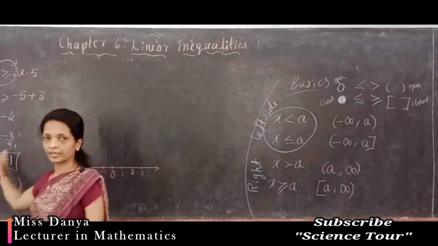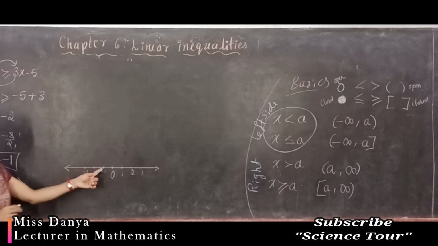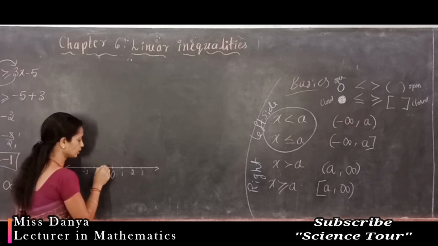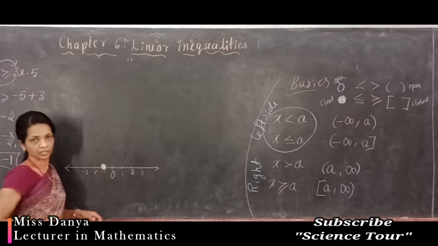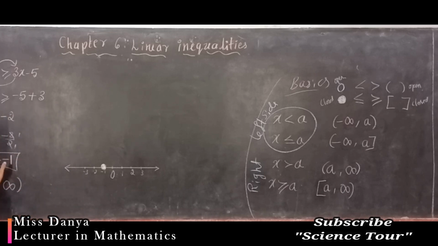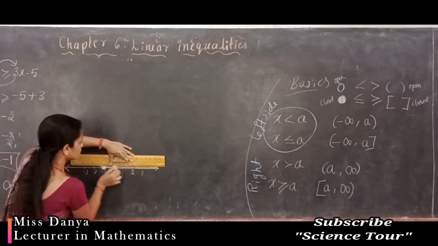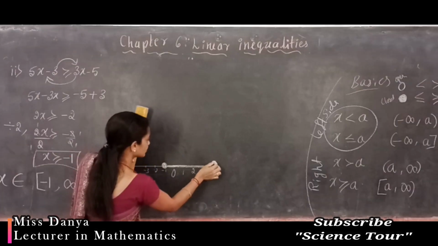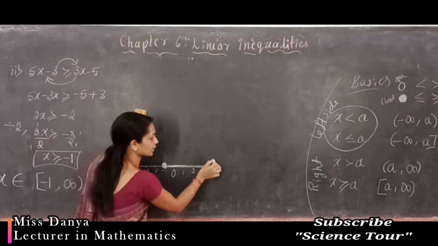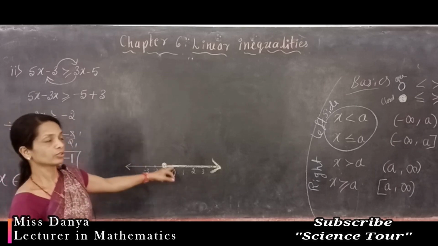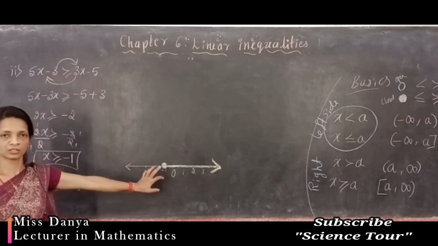Now we got x greater than or equal to minus 1. At minus 1, which circle do you have to draw? Closed circle. Why? Because we got a slack inequality. Okay, so closed circle here, and you have to see which symbol you have, greater than or equal to. Greater than or equal to means you have to shade the number line to the right side of minus 1. Okay, so shade the number line to the right side of minus 1 darkly. So what does this represent? This represents the solution of this inequality on the number line.